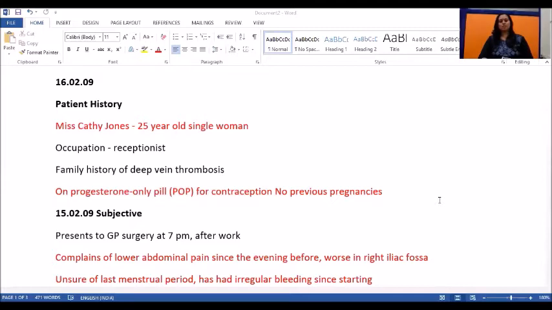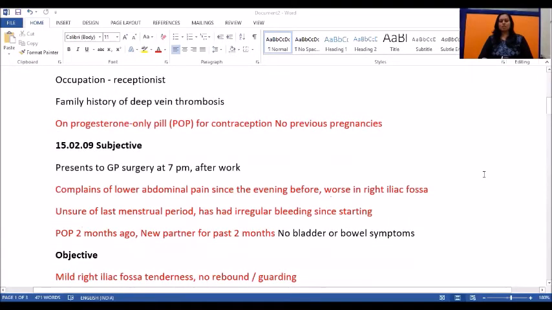The patient name is Miss Kathy Jones. She is a 25-year-old single woman. In her history, we have that she is on the progesterone-only pill for contraception, with no previous pregnancies. In the subjective history, she complains of lower abdominal pain since the evening before, worse in the right iliac fossa. Unsure of last menstrual period, she has had irregular bleeding since starting her POP, that is, since she started her contraceptive pills around 2 months ago. She also has a new partner for the past 2 months.